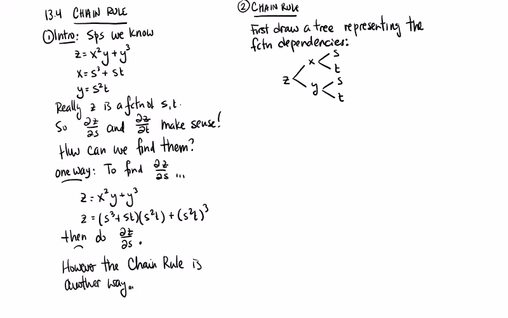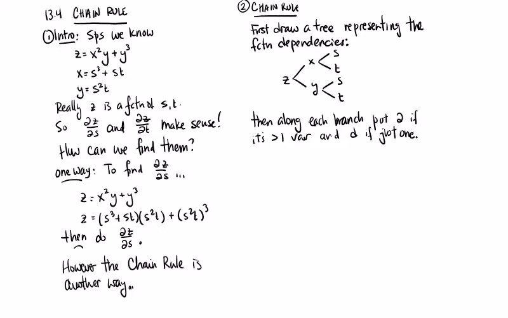Right? So then what we do is, along each branch, put a partial if it's more than one variable, and a d if just one. This sounds far more confusing than it is. In our case, I'll go back up to this picture: z is a function of both x and y, so those will be partials. X is a function of both s and t, so those will be partials. Same for y. So in this case, everything's a partial. Next example, we will have a d in it.